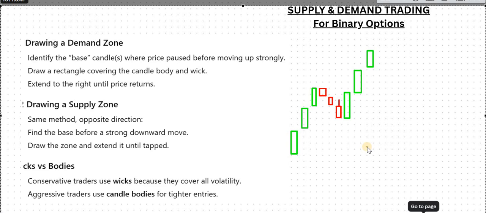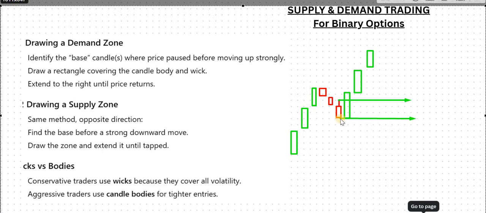Now to draw it, you now do what? You take your horizontal line, and then you take this wick here. You see this wick? You drag it here. You see this wick here, this body here? You drag it here. Now this is your demand zone.